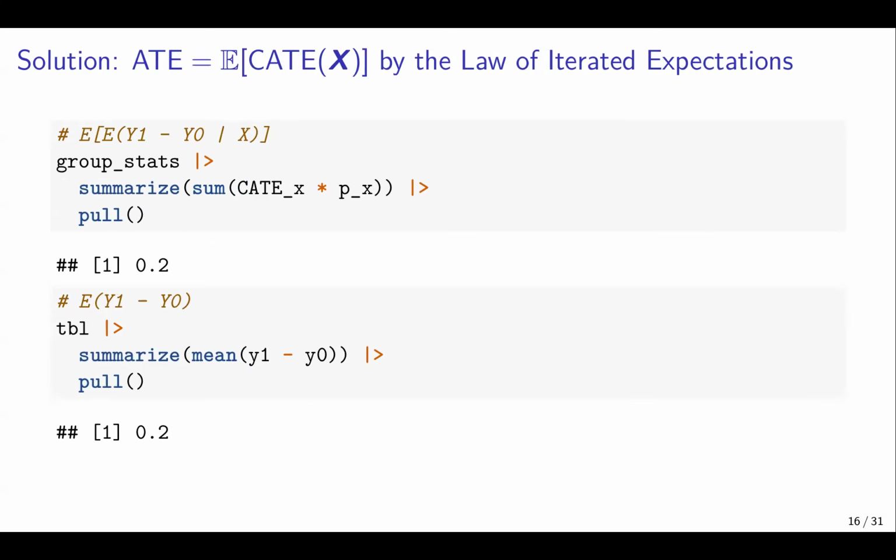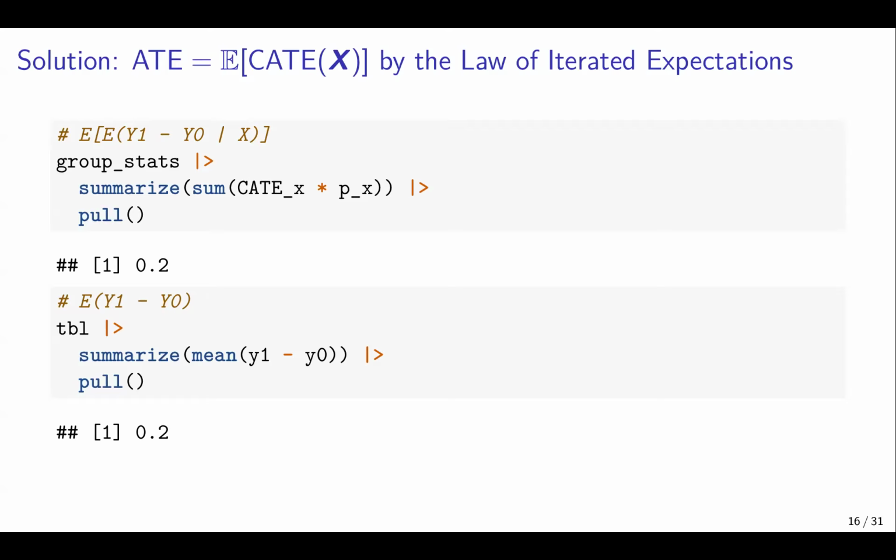And you may have heard of the law of iterated expectations before. I sure hope you have. Next to the linearity of expectations, it's probably my favorite fact in all of probability because it's very, very useful. So we can use the law of iterated expectations as follows. We can take that group stats tibble from before, and then we can simply multiply the conditional average treatment effects by the share of people in that group and sum them.